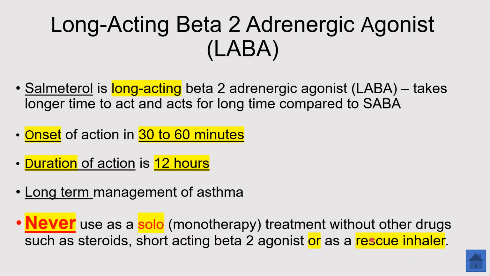So remember, it is never used as a solo therapy, and it can never be used as a rescue inhaler. What does a rescue inhaler mean? That means the patient is having an asthma attack right now, and the medication should start acting within 5 minutes. But remember, this takes about 30 to 60 minutes. So is it going to be working? No. How long can you stop breathing? Not very long. Start pinching your nose and see how long you can stop breathing. Probably a minute or so, or if you're very athletic, probably 2 minutes. So if it takes 30 to 60 minutes to act, would you give this as a rescue inhaler? No.